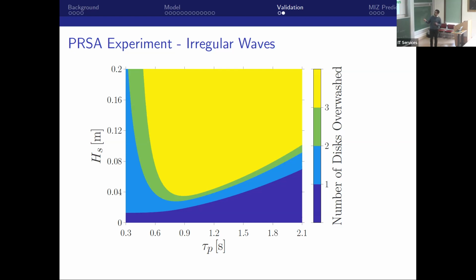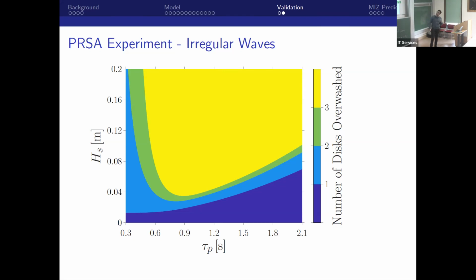Conversely, for very long periods, we don't get much reflection, so the wave heights in front of that initial disk aren't very elevated, so you'd need more significant wave height to overwash it. However, since most wave energy is transmitted, it's a bit easier to go to the second and any subsequent disks in terms of overwashing. Okay.